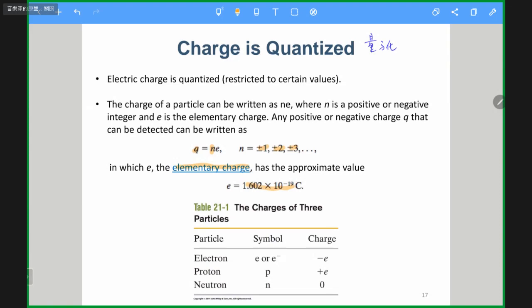On the bottom we have a table. In high school chemistry we know there are 3 types of fundamental particle: electron, proton, and neutron, 电子、质子、中子. The electron has a negative e of charge, the proton has a plus e of charge, and the neutron is electrically neutral, so it's called neutron.